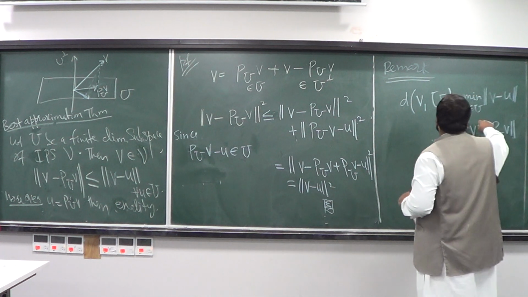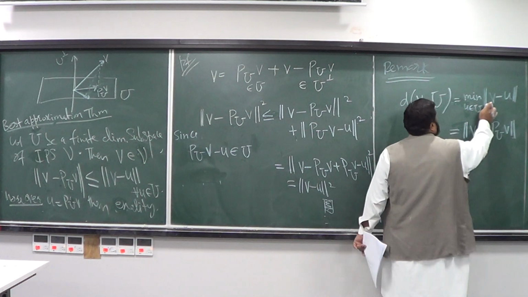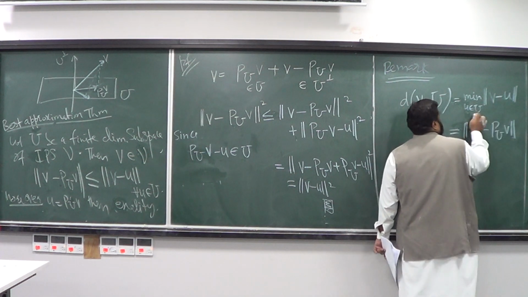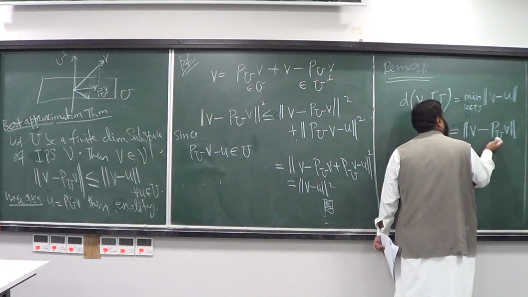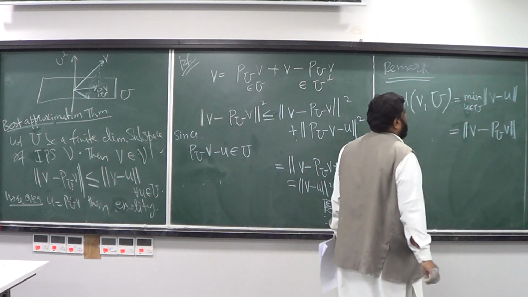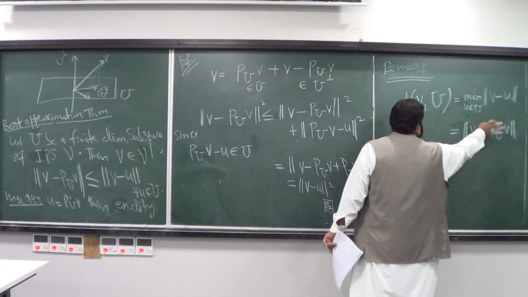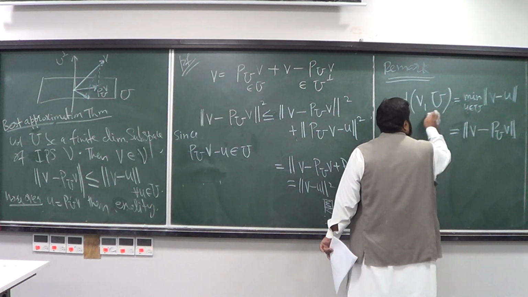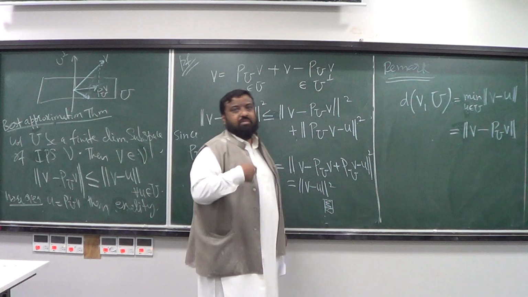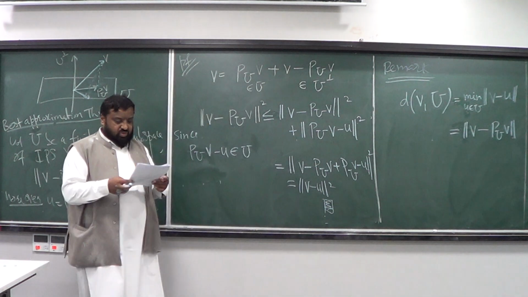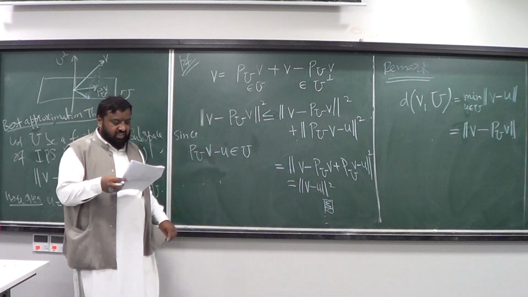In other words, this distance between V and U is really V minus the orthogonal projection of V onto U. So the minimum of the distances from V to u, where the u are from U, is equal to V minus the orthogonal projection. Hence, you can also treat the norm of V minus P_U of V as the distance between V and the subspace U. This is very interesting.